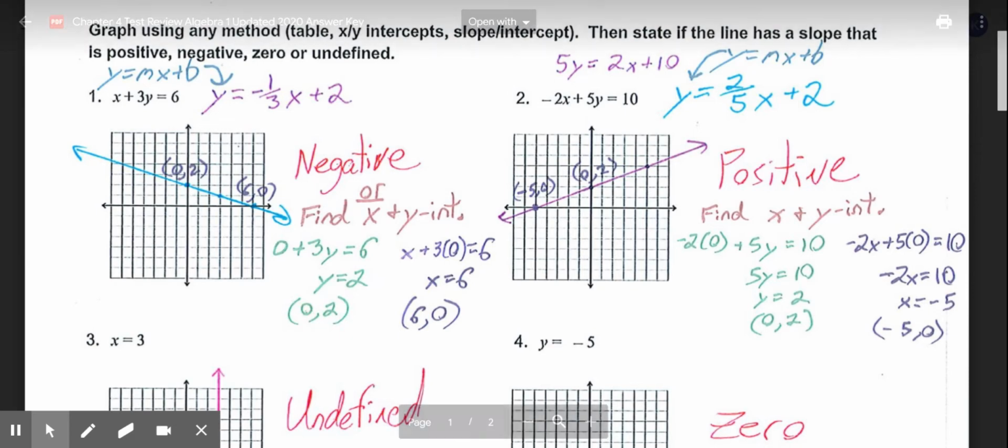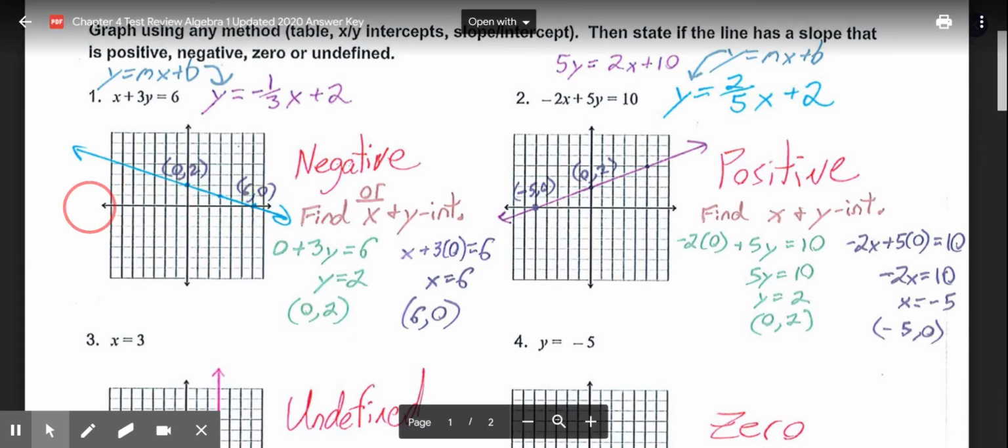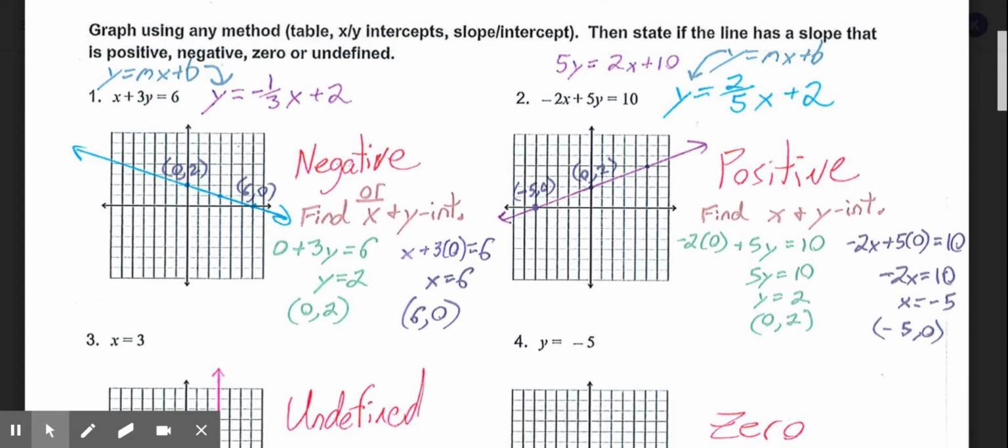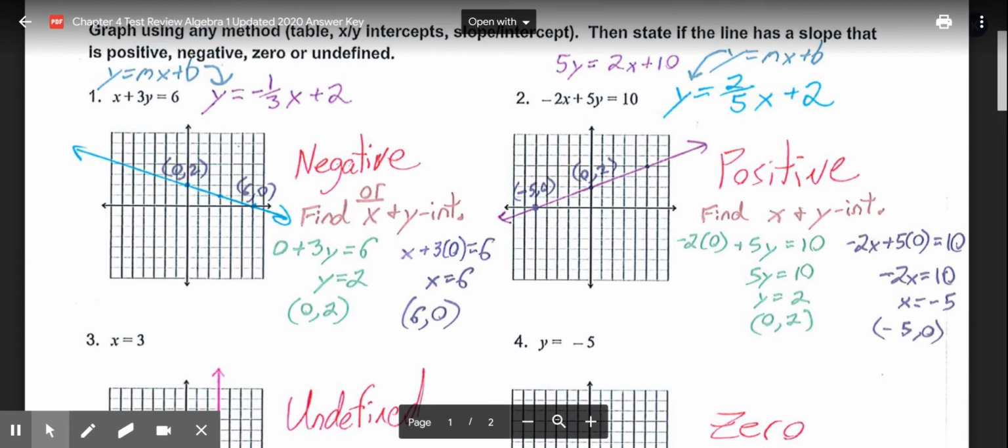Then to figure out our x-intercept, and remember the x-axis runs left to right, y-intercept is the vertical one. So to figure out our x-intercept, we're going to put a 0 into the original equation for y. So that'd become x plus 3 times 0 equals 6, or simply x equals 6. So that point would be 6, 0. You plot your 2 points, the x and y-intercept, connect them, and you have your line.